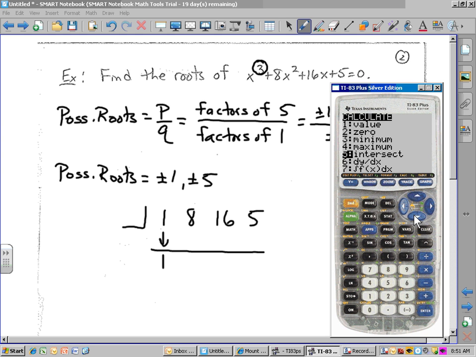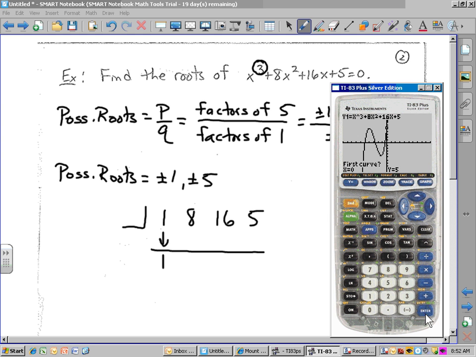In order to find a root or an x-intercept or a 0, we could use the 0 function, number 2. But the 0 function requires a left and a right, and I found more people get confused with that, so we're going to try to simplify the process by using number 5, intersection. So choose number 5, and then it asks for curves. It's going to ask you for a first curve, a second curve, and a guess.